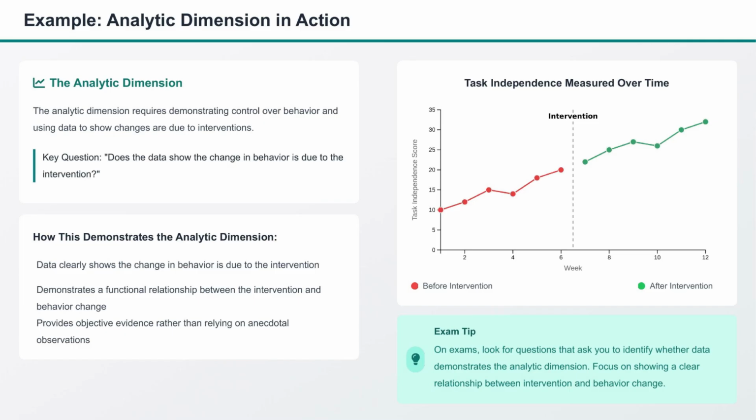Now, for the analytic dimension, we measure data to demonstrate that the intervention is causing the behavior change. For example, if we are working on a behavior like task independence, we collect baseline data and track the learner's progress over time. This helps us demonstrate a clear relationship between the intervention and the observed behavior change.